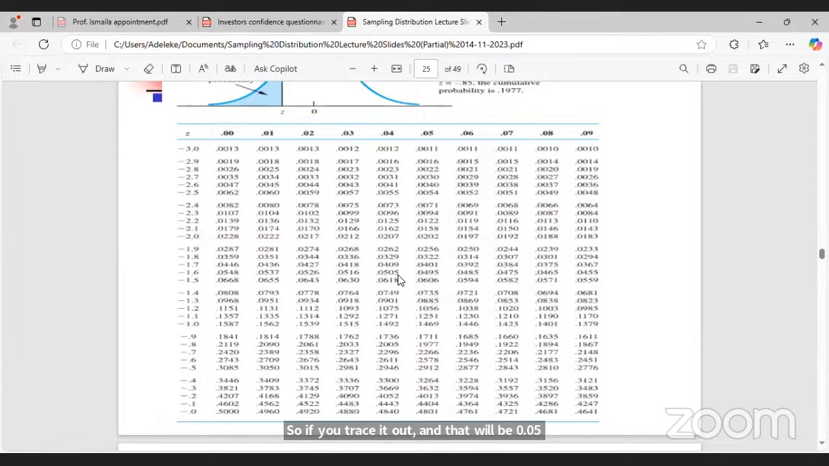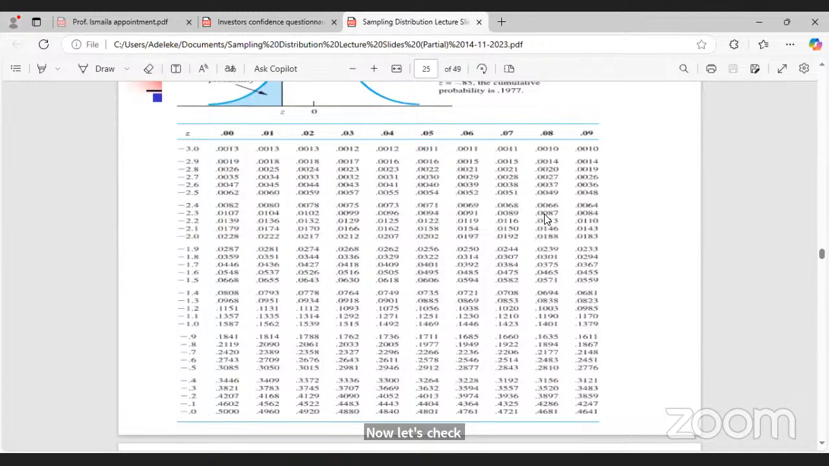Now, let us check out minus 2.48. That means the Z will be minus 2.4. Then to make it to 2 decimal places, I will trace it down to 0.8, and that will be 0.0066. That is the probability for minus 2.48. Now let's check minus 0.05.